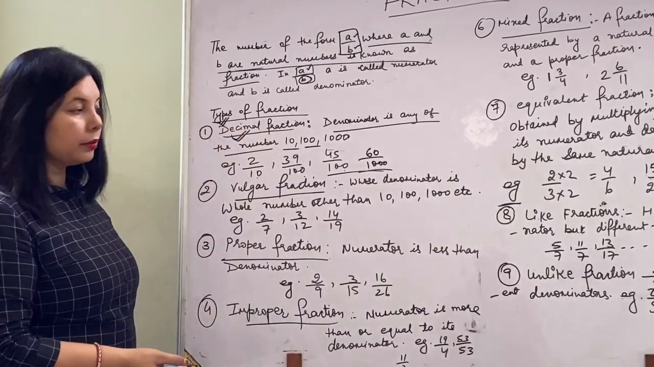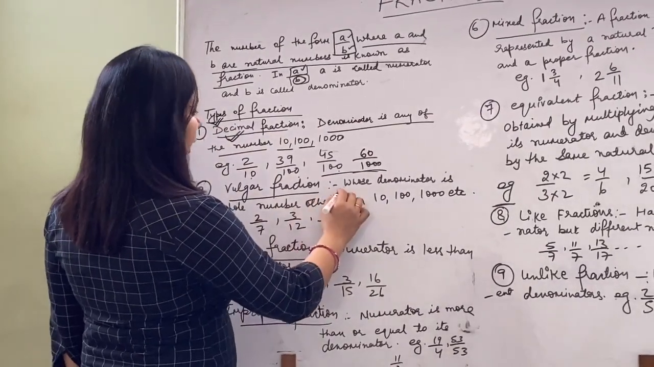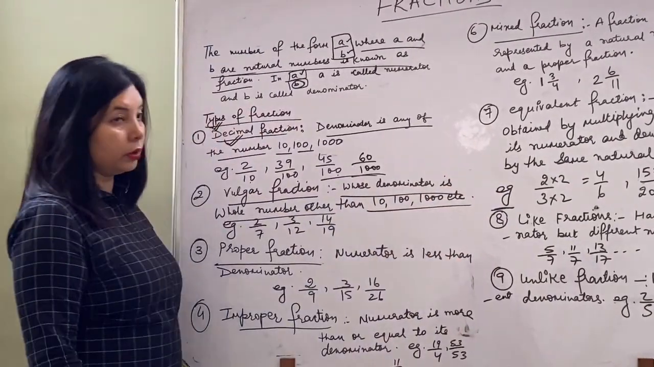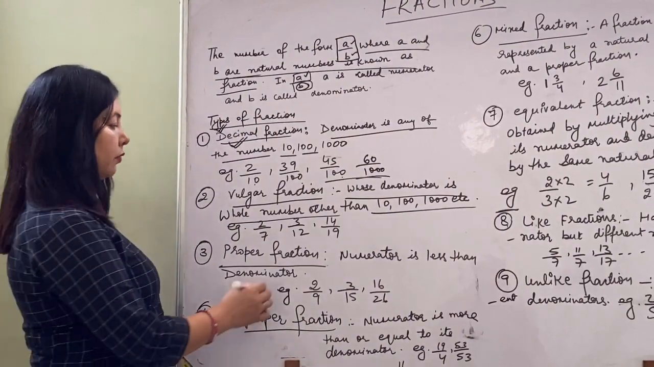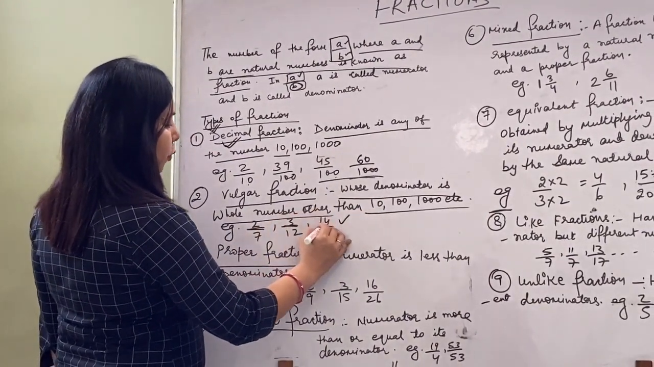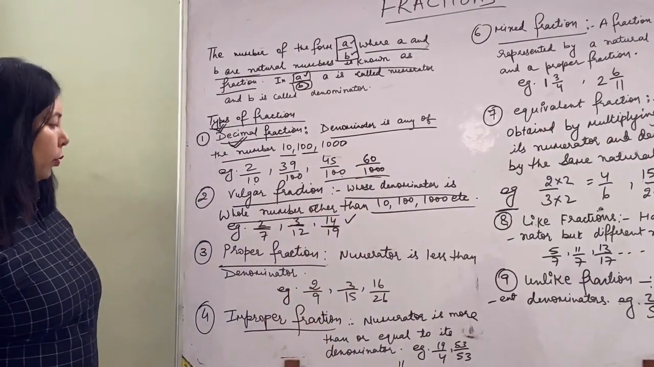Now vulgar fractions. All those fractions whose denominator is a whole number other than 10, 100, 1000 and so on are known as vulgar fractions, like 2 by 7, 3 by 12, 14 by 19 and many more.